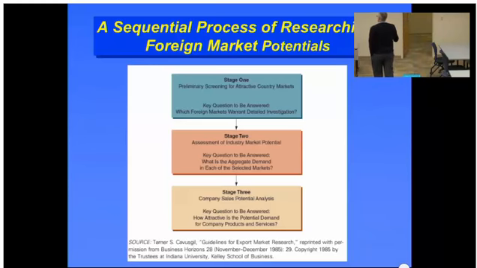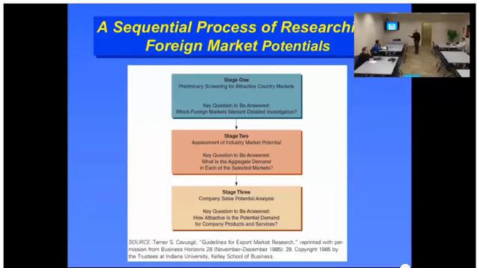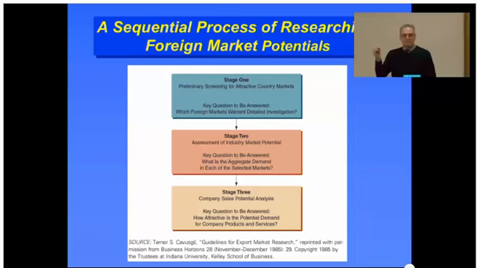How do we select where we're going to go? Stage 1 is preliminary screening for attractive country markets. This is about which markets warrant detailed investigation. Step 2 is assessment of industry market potential. What is the demand in each of the selected markets? And then 3, company sales potential. How attractive is the demand for company products and services? And I think that's got a 4th one too. Not only is it attractive, but can we get that market? That's it.